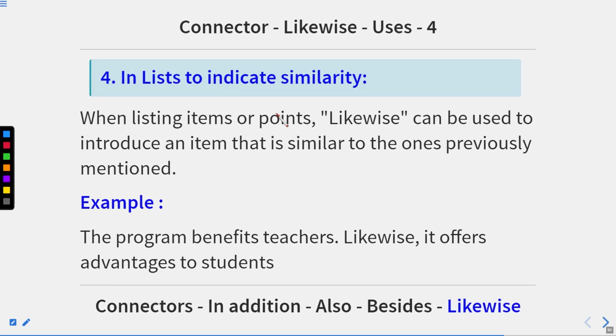In lists, to indicate similarity. When listing items or points, likewise can be used to introduce an item that is similar to the ones previously mentioned. Example: The program benefits teachers. Likewise, it offers advantages to students.